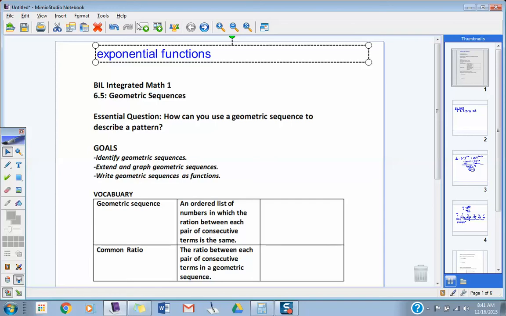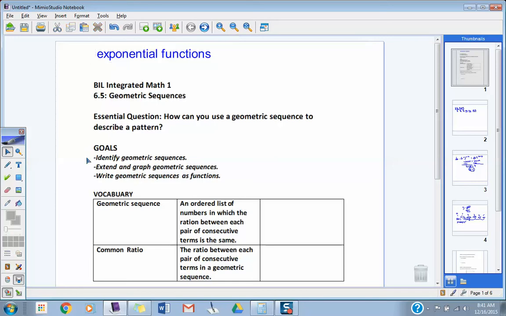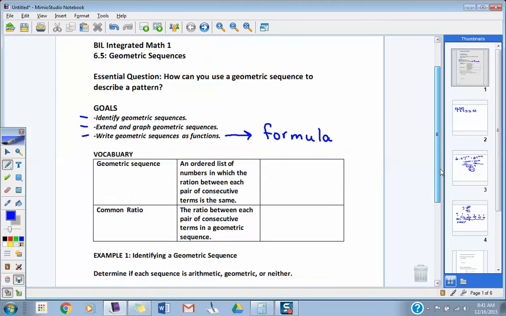So in order to answer our question, we need to be able to identify what a geometric sequence is. We need to extend and graph some geometric sequences. And then we're going to turn right around and write some geometric sequences as functions. And for this, we have a very nice little formula that we'll discuss. I think that if you can understand what the notation means on the formula, this will be really easy for you.